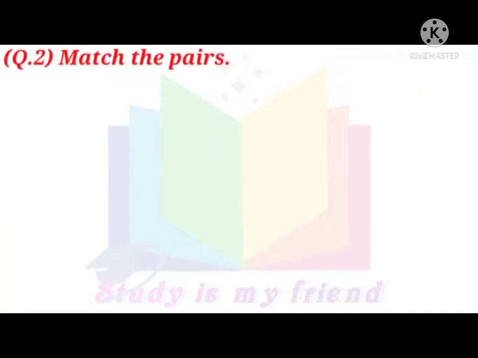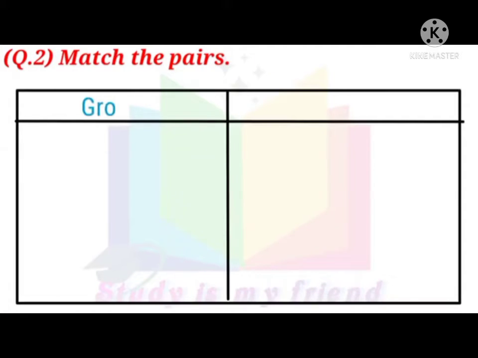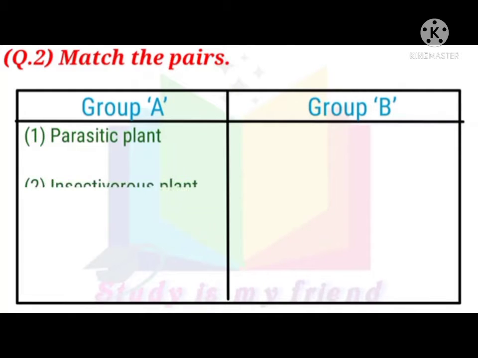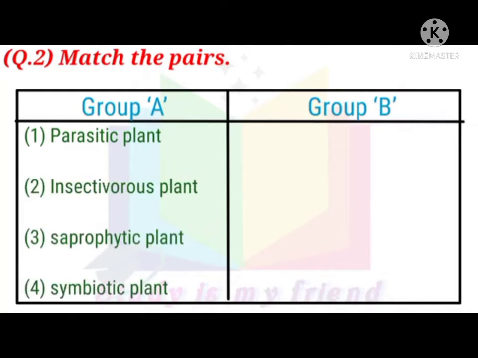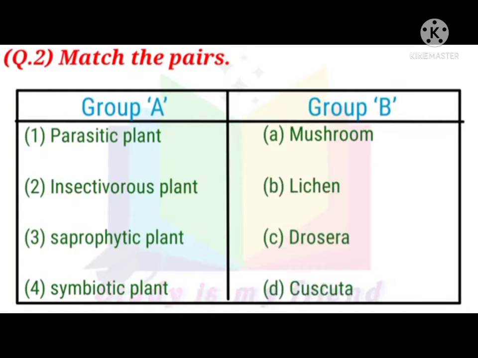Question 2. Match the pairs. Group A, Group B. 1. Parasitic plant. 2. Insectivorous plant. 3. Saprophytic plant. 4. Symbiotic plant. A. Mushroom. B. Lichen. C. Drosera. D. Cuscuta.